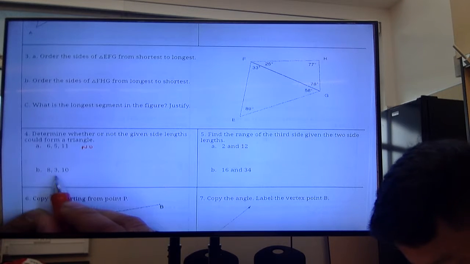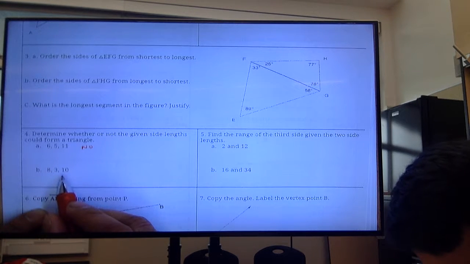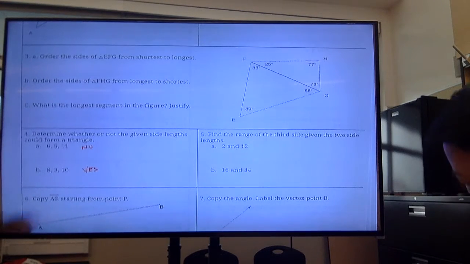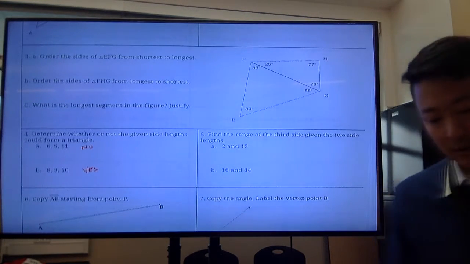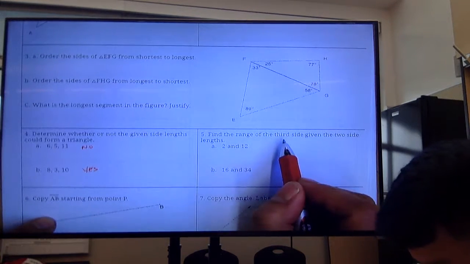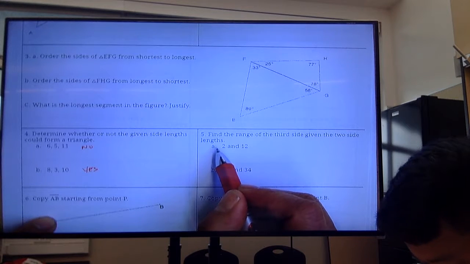8 plus 3 is 11, which is greater than 10, so this could make a triangle. But how big could that third side be? Could it be infinitely large? No, it couldn't. Find the range of the third side given the two side lengths.